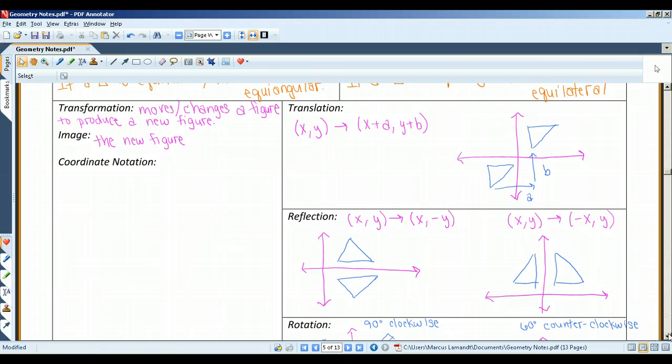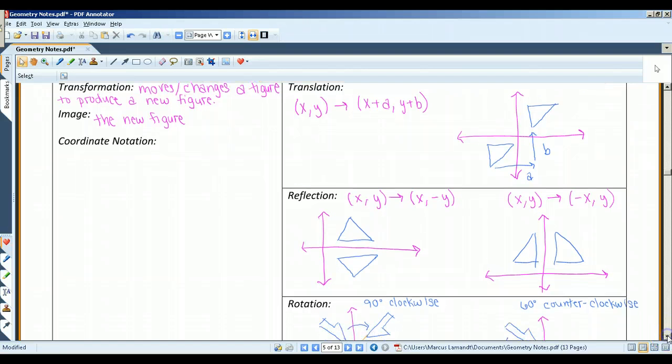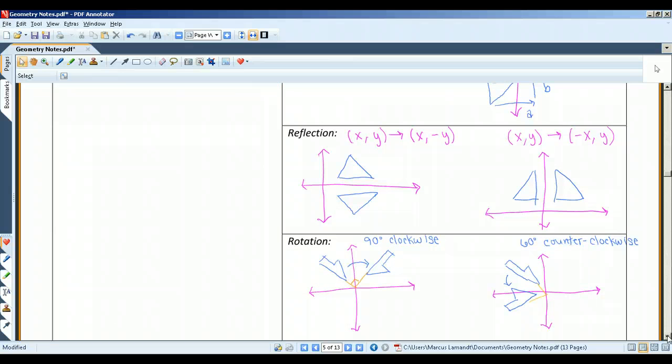There are three main types of transformations. A translation moves every point of a figure the same distance in the same direction. A reflection uses a line of reflection, like one of the axes, to create a mirror image of the original figure. Okay? And a rotation turns a figure about a fixed point. So it just kind of rotates it. Okay? The fixed point it turns around is called the center of rotation.